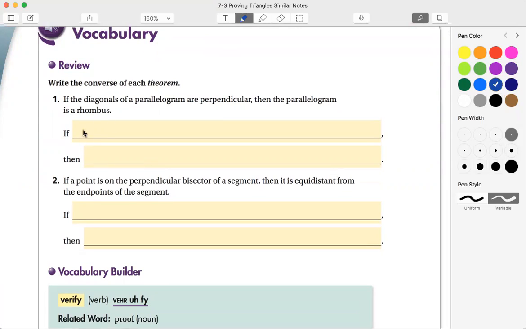So the converse: if a parallelogram is a rhombus, then its diagonals are perpendicular.